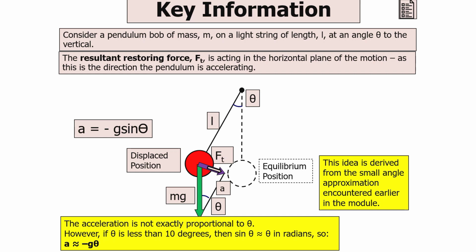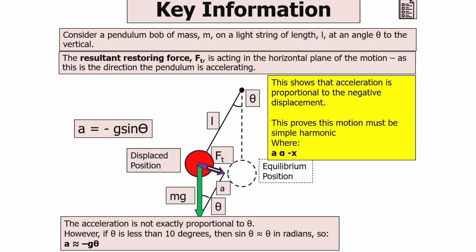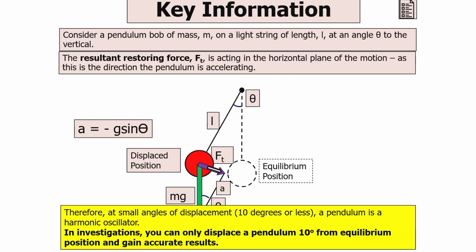Now this idea is derived from the small angle approximation, which we've encountered earlier in the module. This small angle approximation allows us to consider the displacement from equilibrium to be a straight line. Also, this proves that the motion must be simple harmonic motion, where a is proportional to minus displacement. Now we know that at small angles of displacement, 10 degrees or less, a pendulum is a simple harmonic oscillator. So in investigations, you can only displace a pendulum 10 degrees from equilibrium position and then gain accurate results.